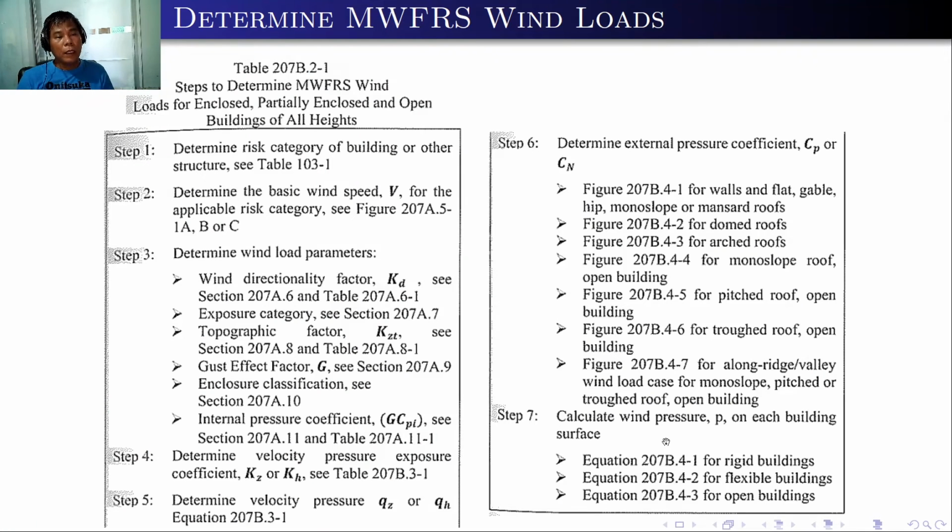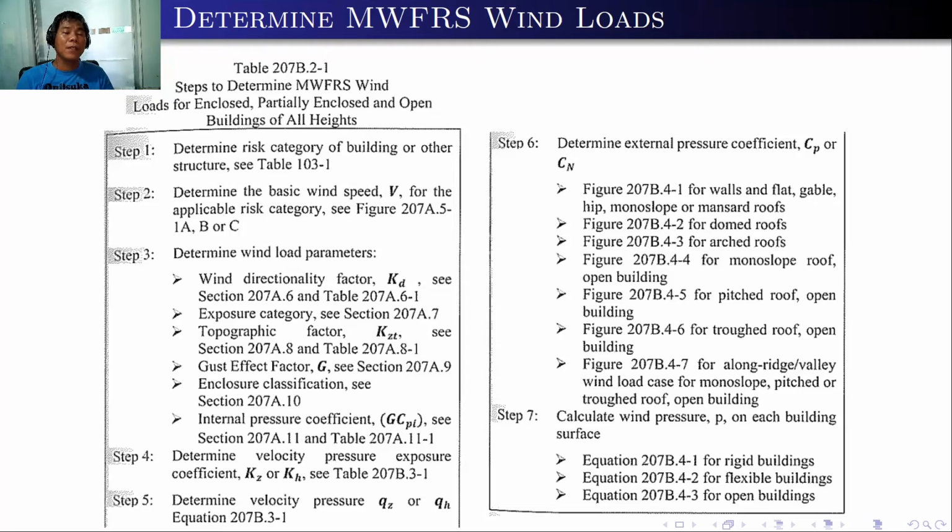So here are the steps to determine the MWFRS wind loads. Table 207B.2-1 gives us the steps in determining the MWFRS wind loads for enclosed, partially enclosed, and open buildings of all heights. So as you can see, there will be 7 steps.